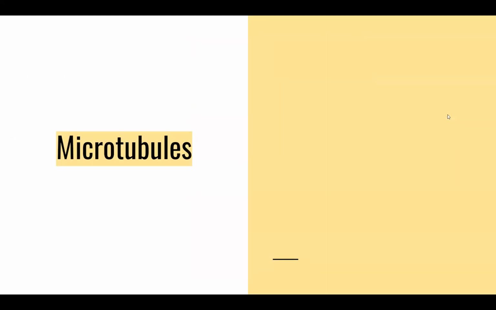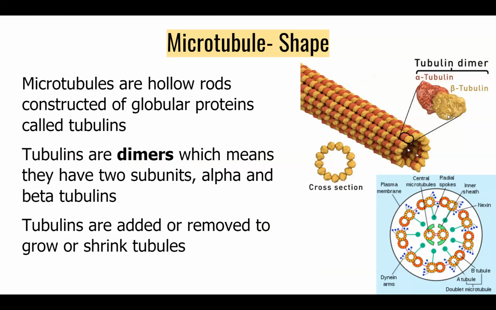Today, we're talking about microtubules. Microtubules are one of the more common, one of the more important, one of the more studied components of the cytoskeleton. Their shape is actually really cool. They are hollow rods constructed of these globular proteins called tubulins. So microtubules are made up of tubulins, and they are dimers.